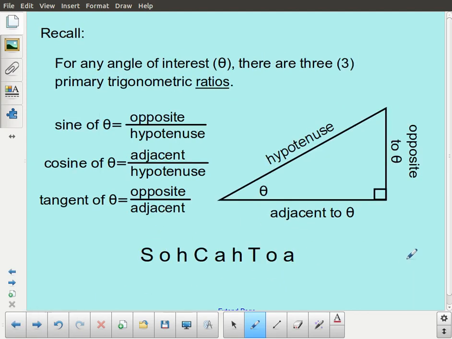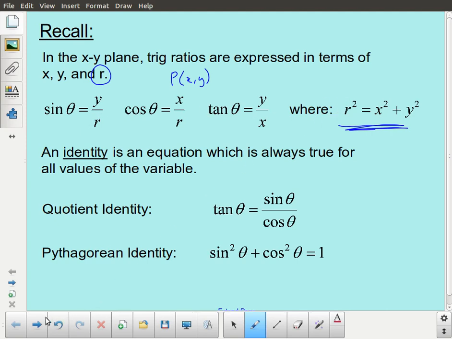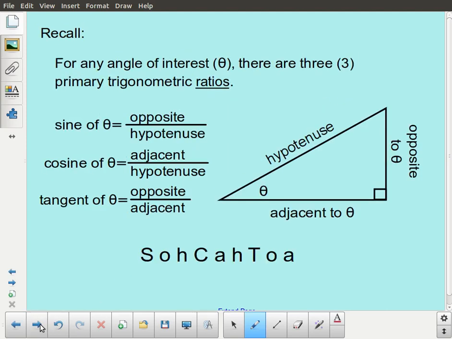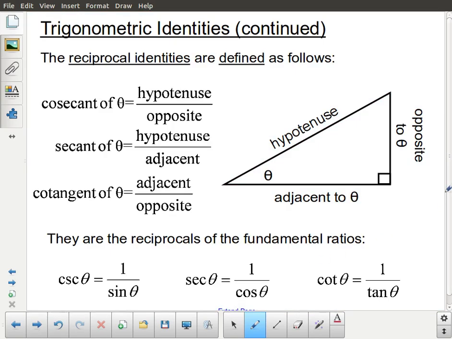This is more of a review, but we've been making heavy use of it in this course as well: the idea that sine, cosine, and tangent can also be defined in terms of different sides of a triangle. So we need to keep in mind both of those sets of definitions for sine, cosine, and tangent. What we're going to do with this lesson is look at some different definitions.